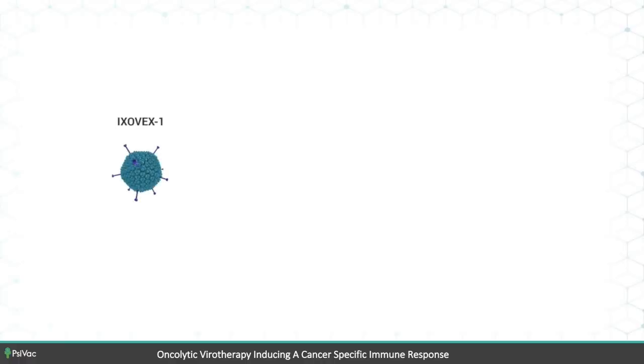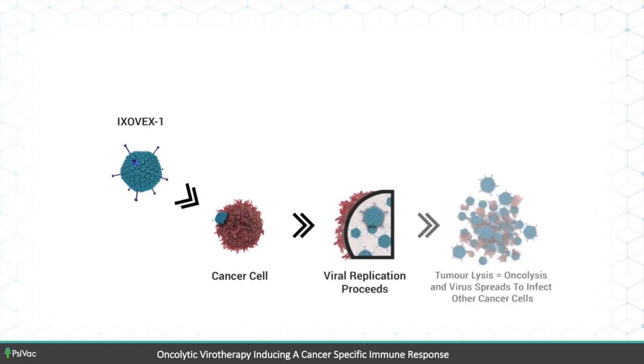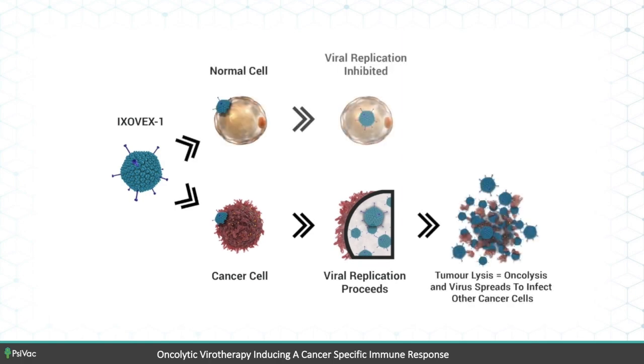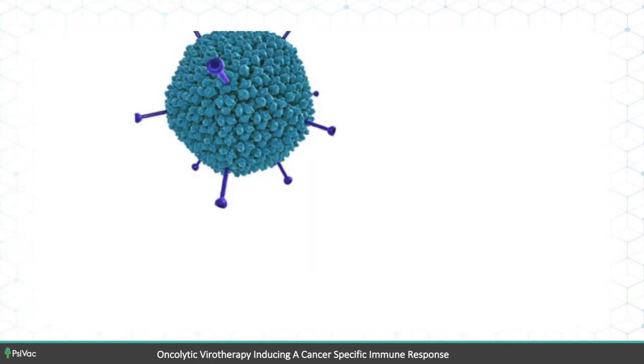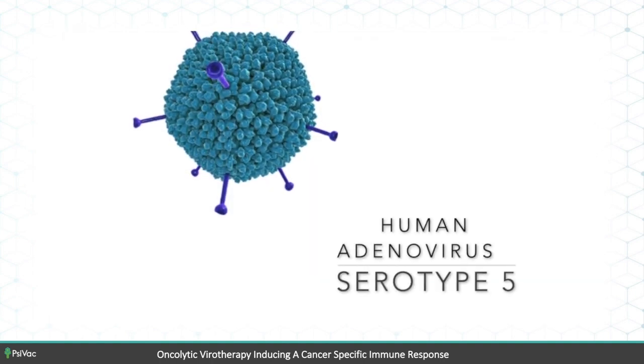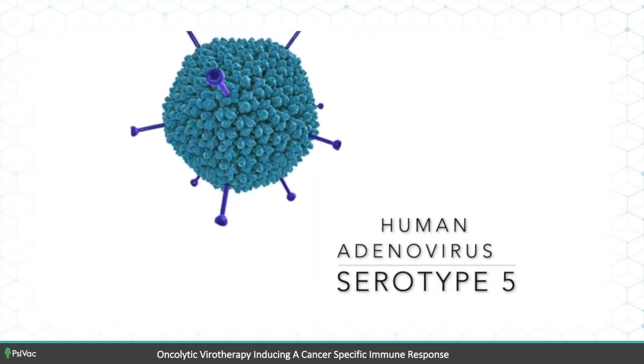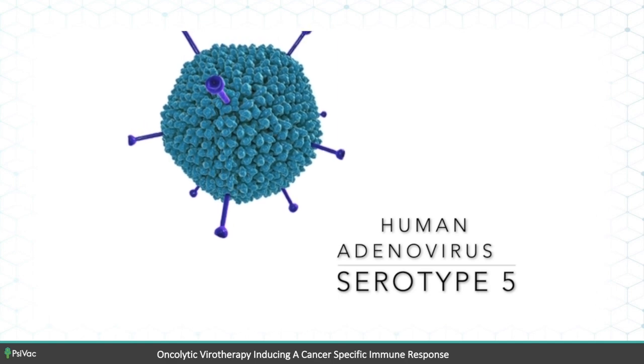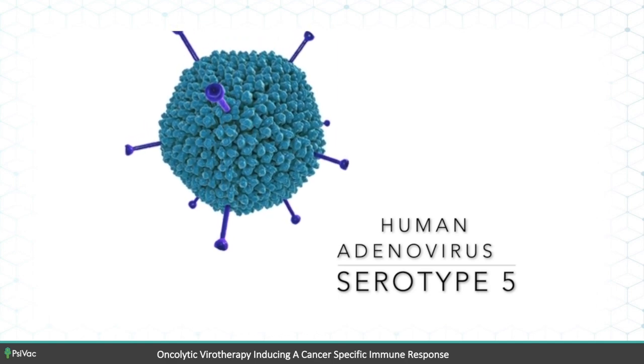PsiVac is a conditionally replicating adenovirus serotype 5. It infects tumor cells and lyses them extremely effectively. At the same time, it's unable to lyse normal cells and cannot replicate in them. How does it achieve this? Well, let me first tell you that adenovirus 5 is the common cold virus. It's the most studied virus and used to study the host immune response.